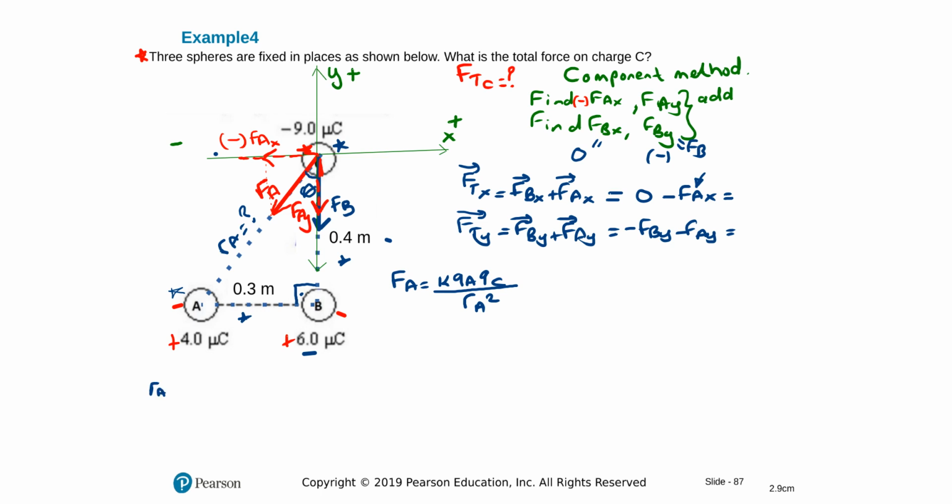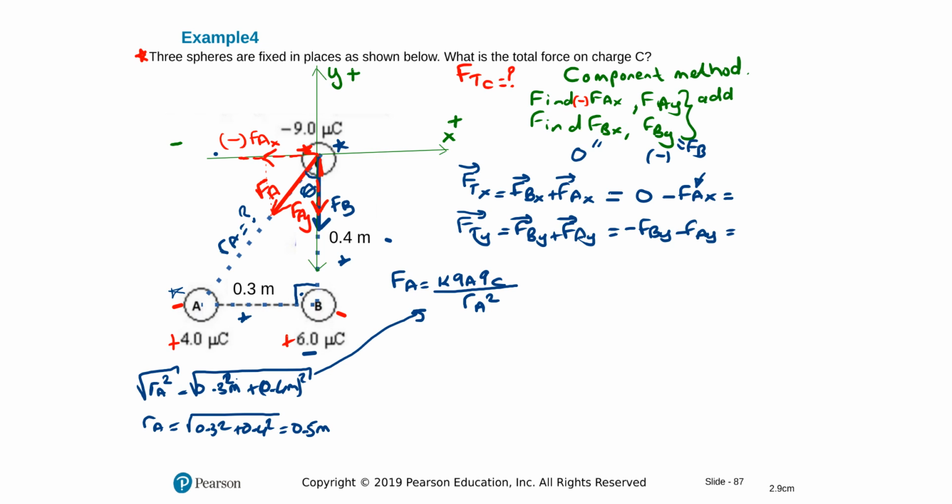We'll say RA squared is equal to 0.3 squared, well, that's meters squared, plus 0.4 squared, and take square root, right? Or simply RA is equal to square root of 0.3 squared plus 0.4 squared. That will be in meters, and that will be 0.5 meters. So we can insert that in here now.